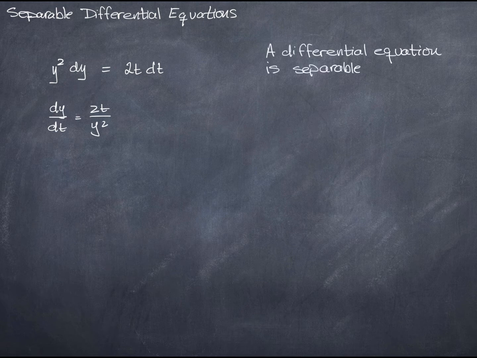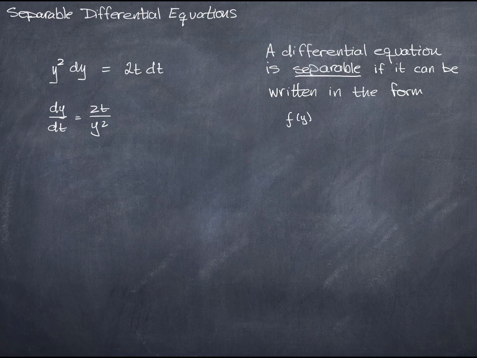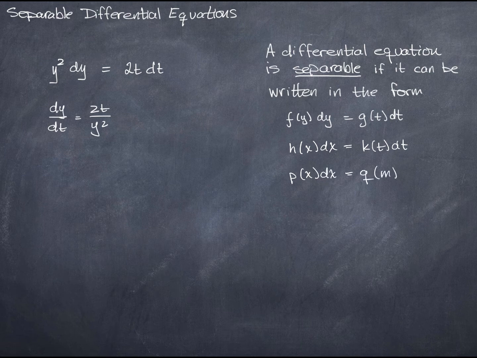In general, we say that a differential equation is separable if it can be written in the form f(y) dy equals g(t) dt. t and y may not be the variables involved. It may be something like h(x) dx equals k(t) dt, or p(x) dx equals q(m) dm. Really, I could use any variables, or an equation can be given using any variables, but each of these has the same form.